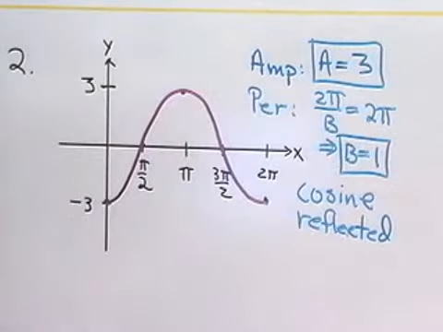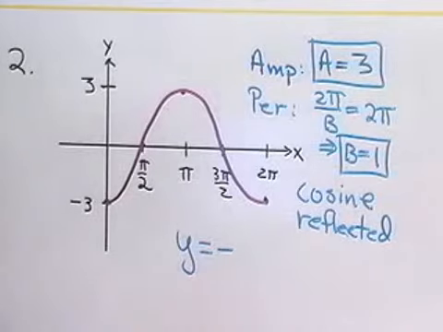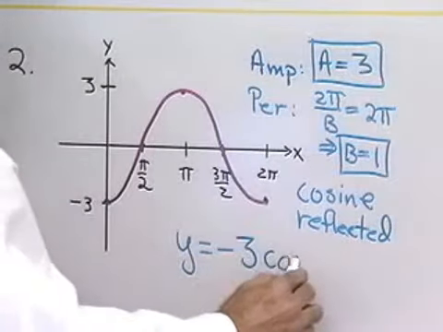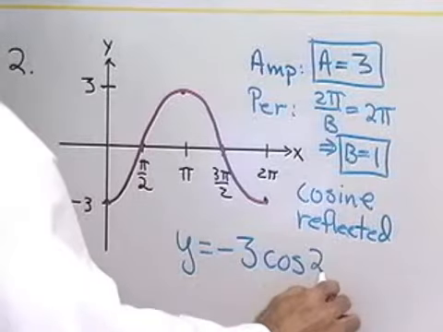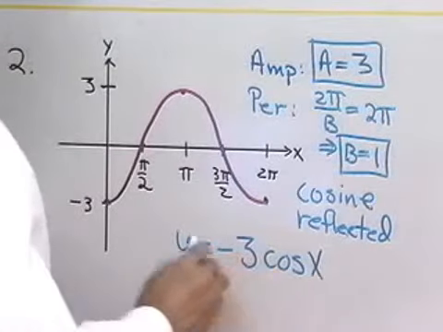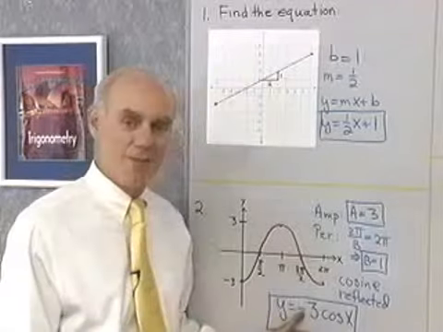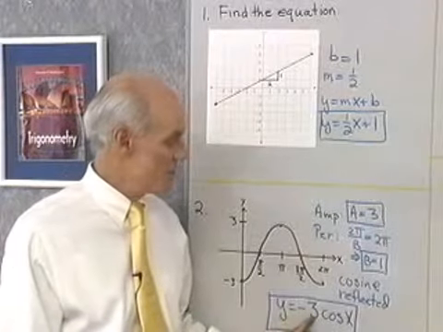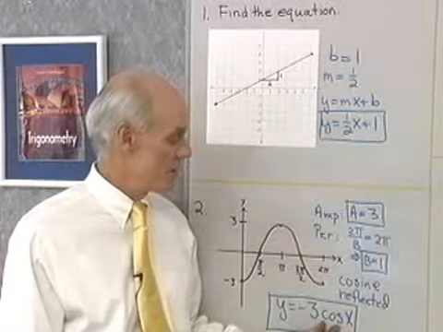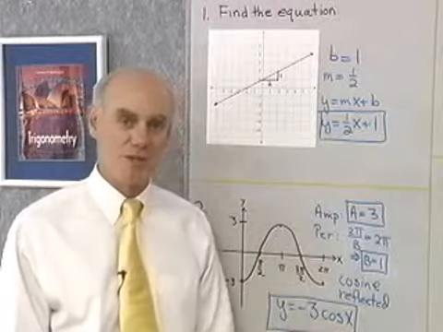So the graph is a cosine curve that's been reflected, so it's going to be y equals, I'll put a negative sign in that will reflect it. Amplitude is 3, cosine of b times x, which is just going to be x. So here's my negative sign. That reflects the graph. The amplitude is 3, and the period is going to be 2 pi divided by 1, which is just 2 pi, and of course it's a cosine curve. So this graph right here comes from this equation, y equals negative 3 cosine x.